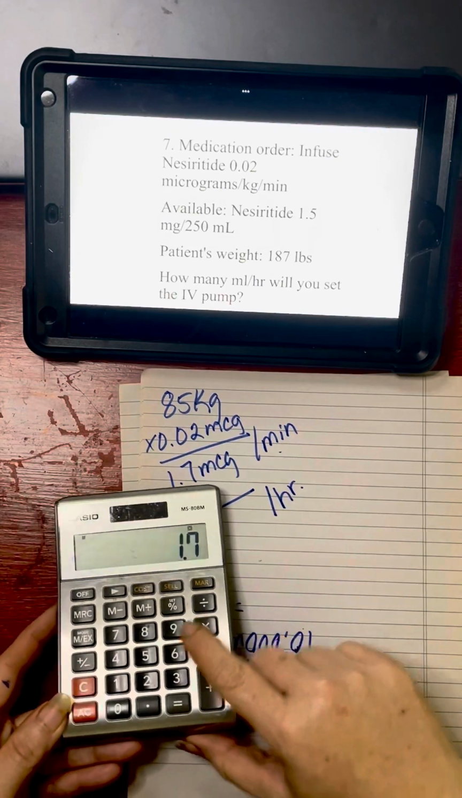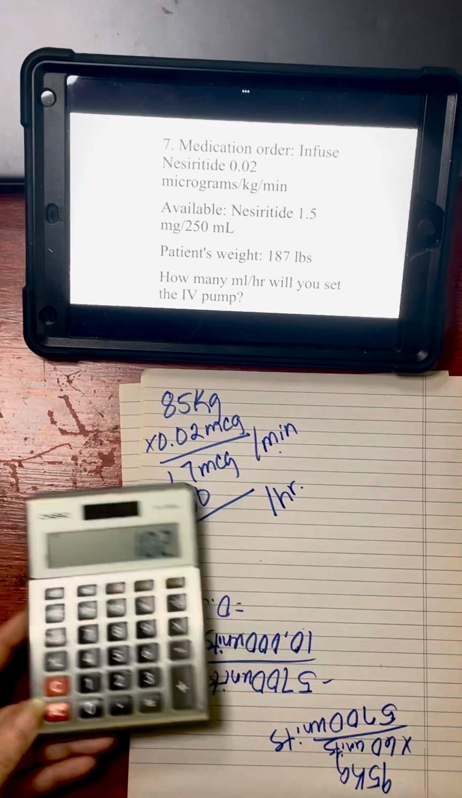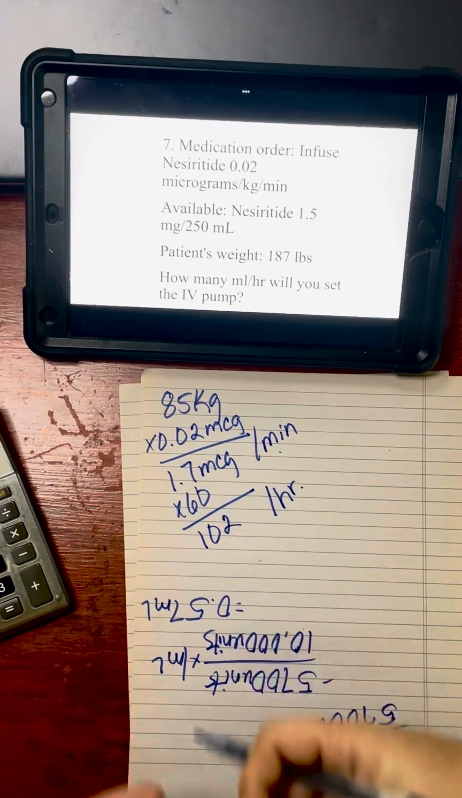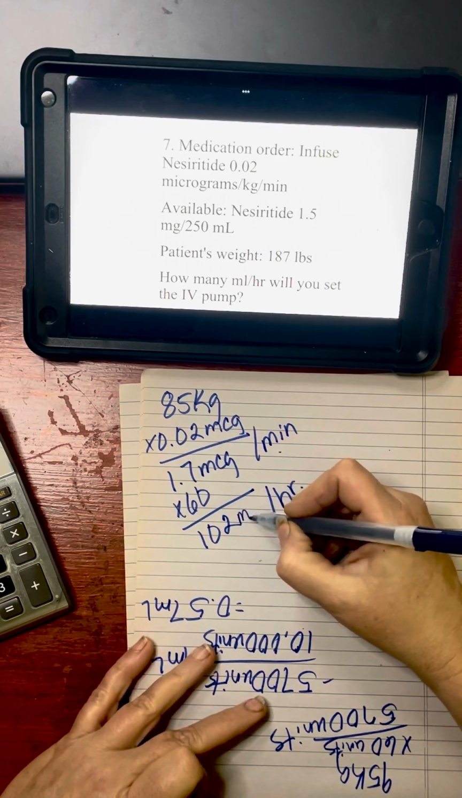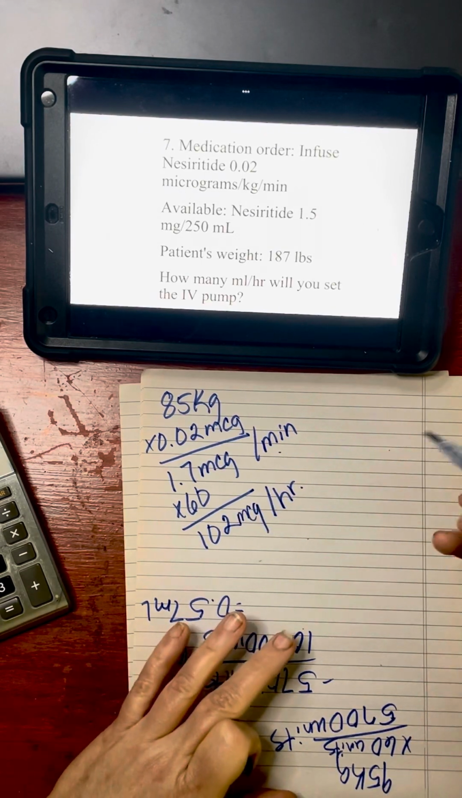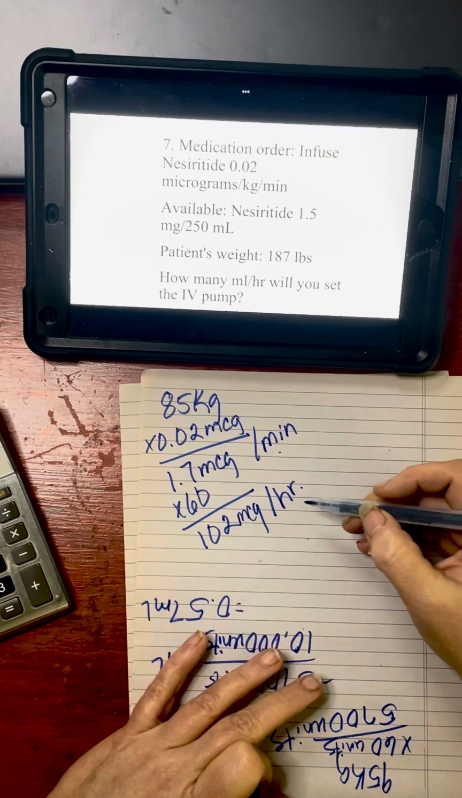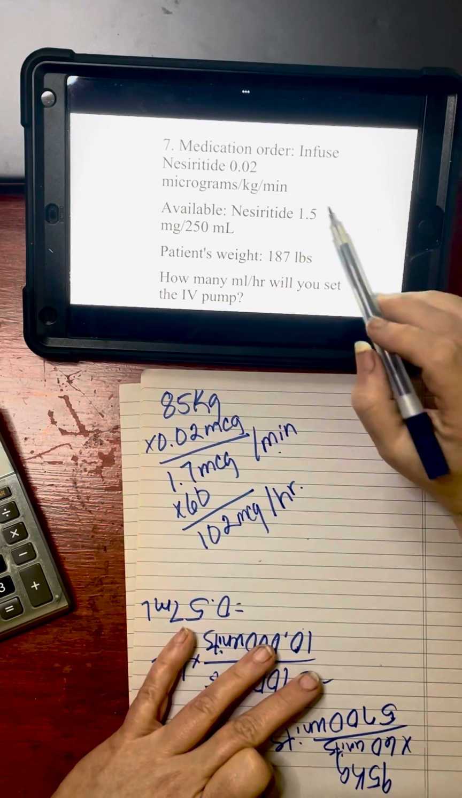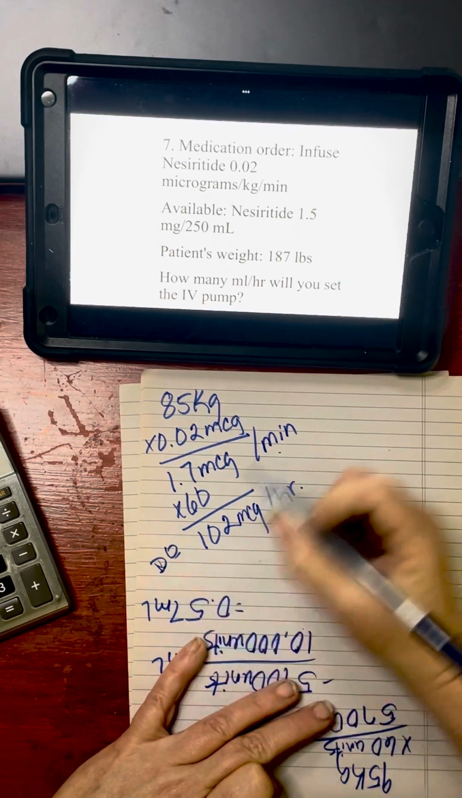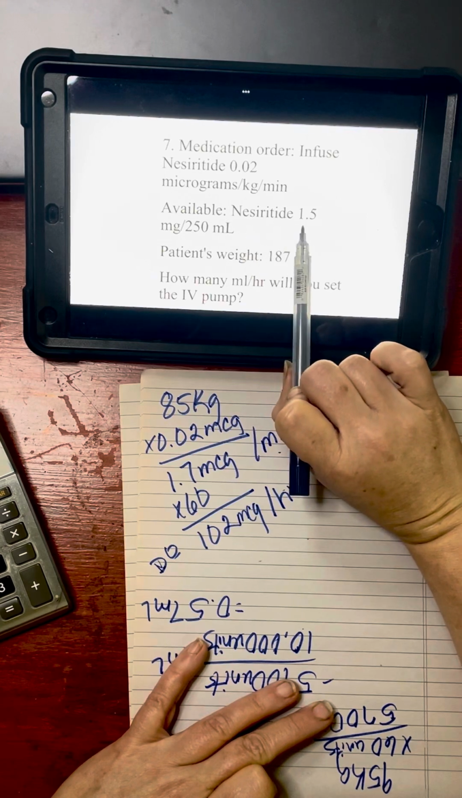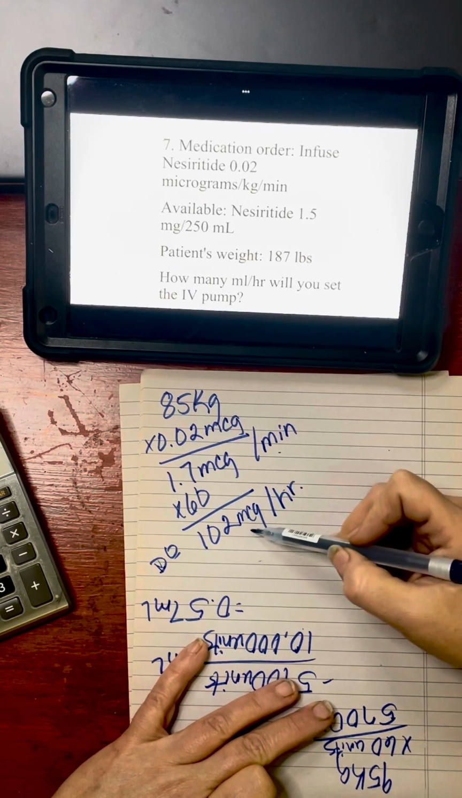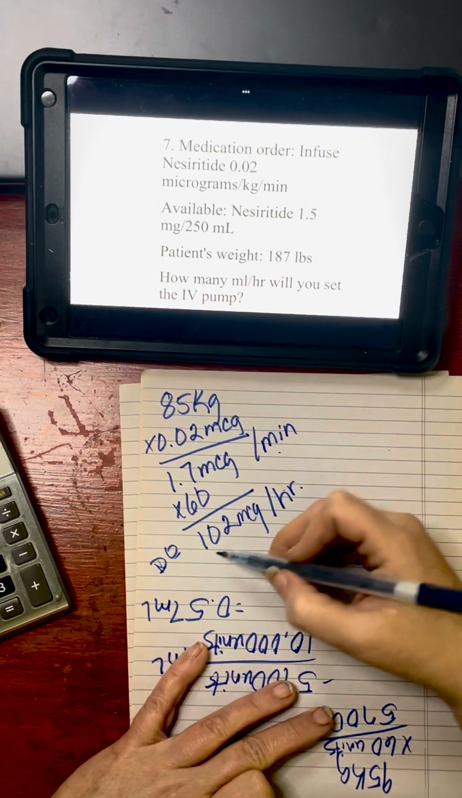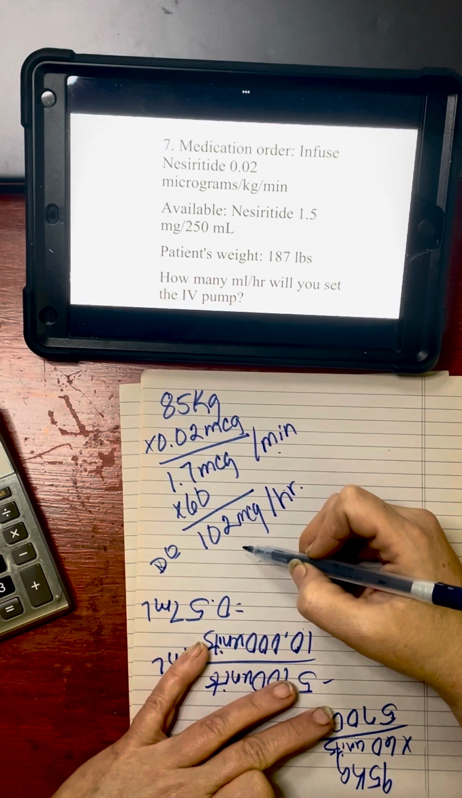So 1.7 times 60 equals 102 micrograms. So 102 micrograms per hour. This is our new dose ordered. So what we have is 1.5 milligrams, and this is micrograms. And you know, to go in that fraction, they got to have the same last name. So we're going to have to convert.